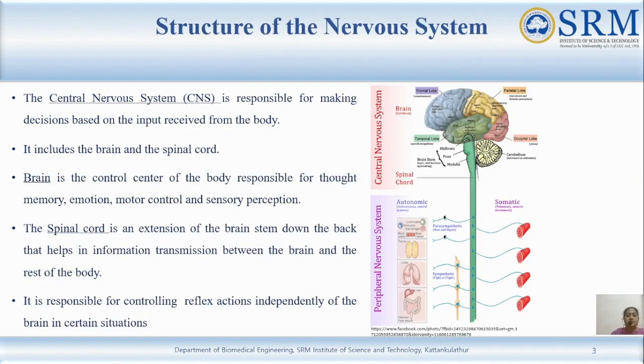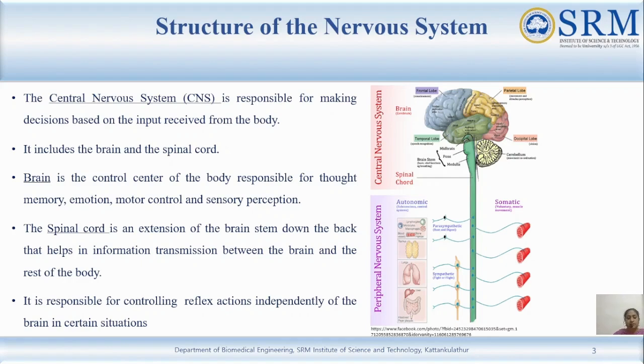So coming to the structure of the nervous system, the nervous system is comprised of the central nervous system and the peripheral nervous system. So coming to the central nervous system, or the CNS, is responsible for making decisions based on the input received from the body. So it includes the brain and the spinal cord. So brain is the control center of the body, which is responsible for thought, memory, emotion, motor control, and sensory perception. It has different types of sensory inputs and processes it, and it transmits it to the different parts.